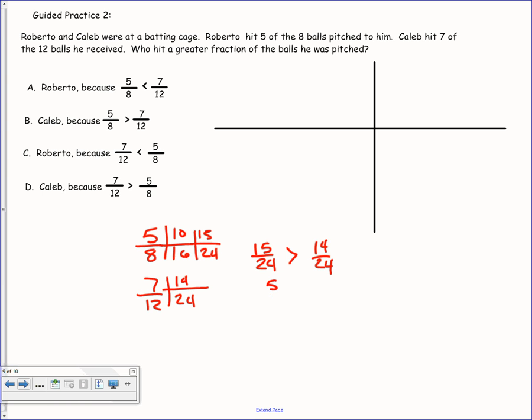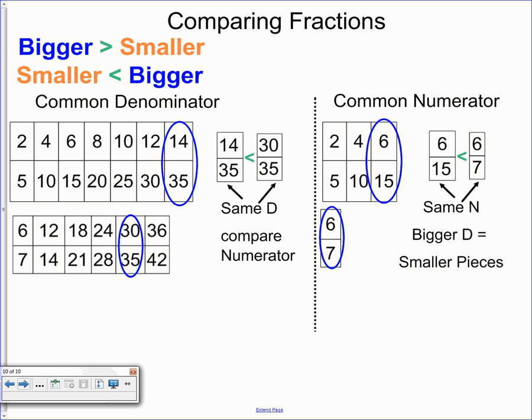15 24ths came from 5/8. 14 24ths came from 7/12. 5/8 was Roberto. So Roberto is bigger. 5/8 is greater than 7/12. Well, that's written backwards, because 5/8 is greater than 7/12. 7/12 is less than 5/8. That is true. Alright, I took the liberty of writing down a few notes here. Feel free to copy that into your notes, so that way you can reference it later.